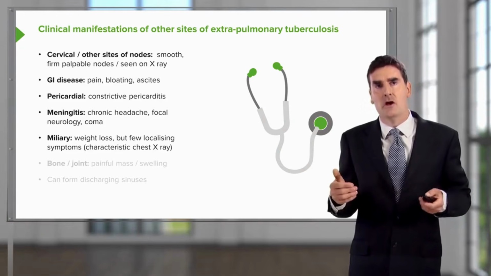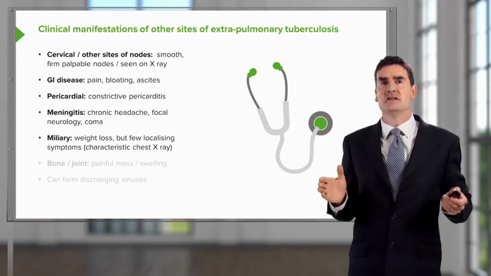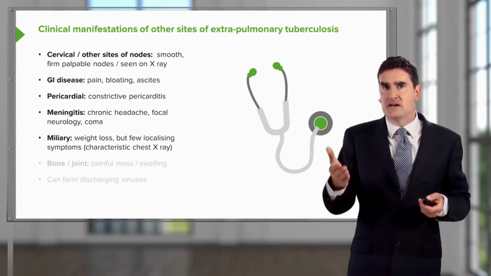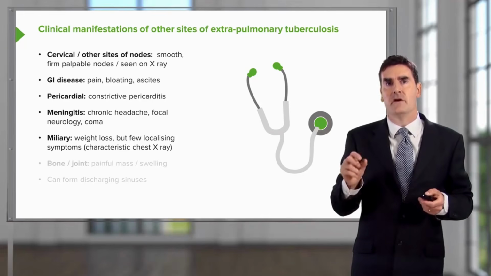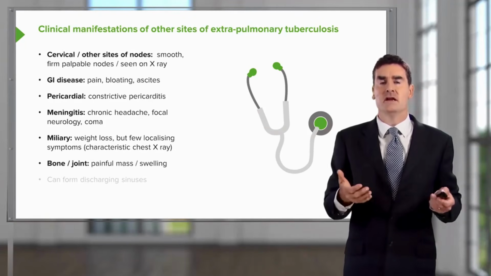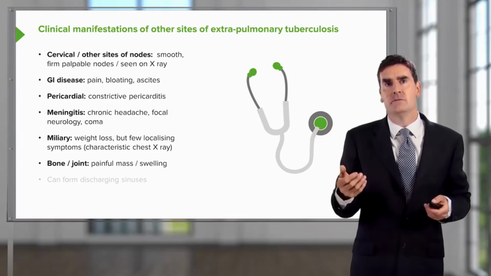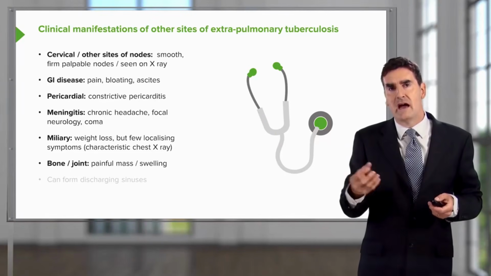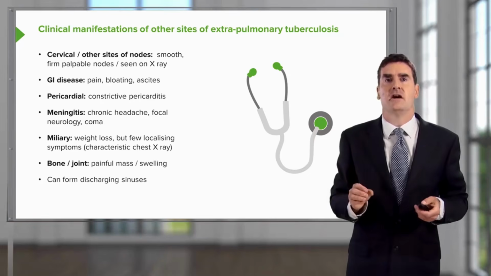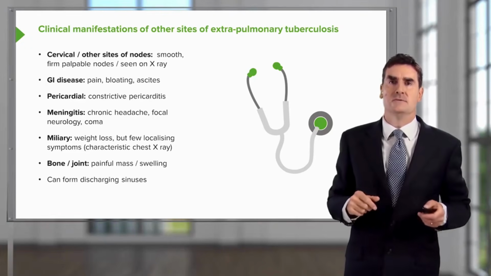Miliary TB, I've mentioned, is where you have blood-borne spread across the body. And actually, that's very difficult to diagnose because the patient has very few in the way of localizing symptoms. They just have the systemic symptoms and weight loss. But the chest X-ray is often characteristic, showing very small nodules throughout both lungs. If you have bone and joint TB, that will present with a mass and pain of that bone or that joint that's been affected. And if you have nodal TB and bone and joint TB, then what can happen is that the infection can penetrate through the skin and cause what we call a discharging sinus. We have a hole going into the infected area that oozes out fluid, and tuberculous organisms can be seen in that fluid.